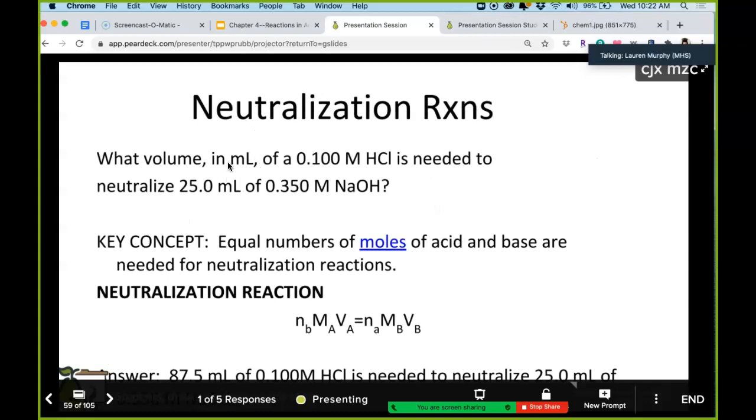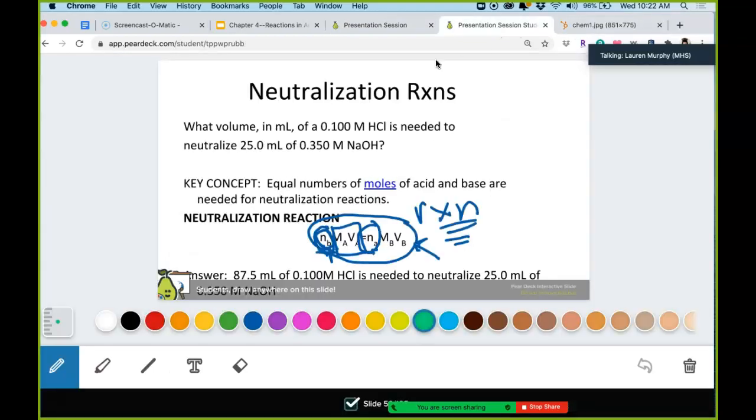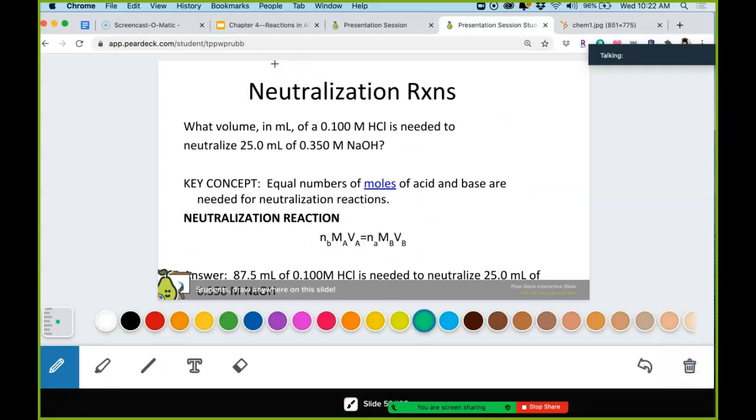Okay. So what volume of 0.1 molar HCl is needed to neutralize 25 milliliters of 0.350 molar sodium hydroxide? So I'm going to do both ways. So you got to write out the reaction. Oops, I'm going to clear this all. NaOH plus HCl makes salt and water. All right, everything in this one is a 1 to 1 to 1 to 1 ratio.